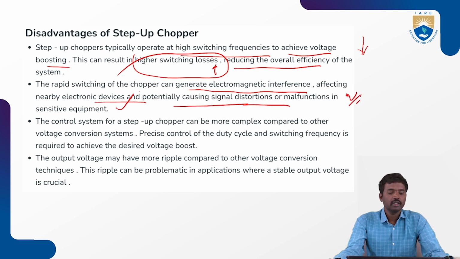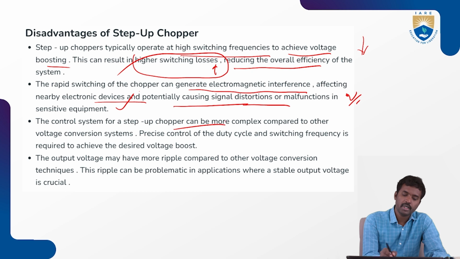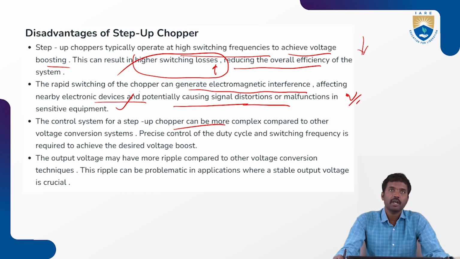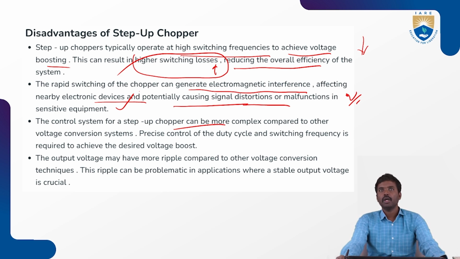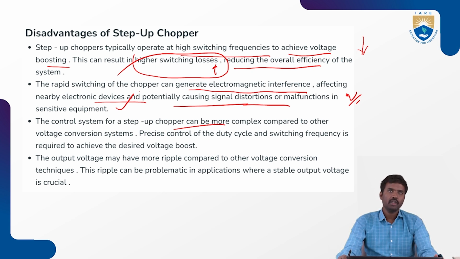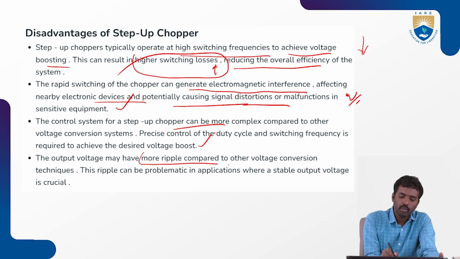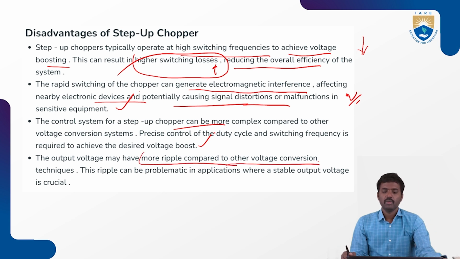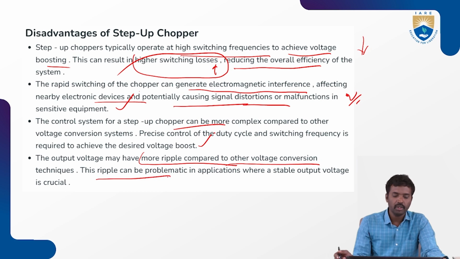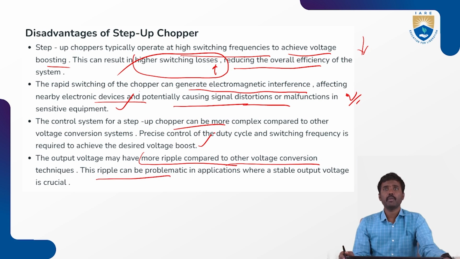And next, the control system for a step up chopper can be more complex as compared to other voltage conversion systems. So the complexity increases in the step up chopper. A precise control of duty cycle and switching frequency is required to achieve the desired voltage boost. And this may have more ripple as compared to other voltage conversion techniques. The ripple can be problematic in applications where a stable output voltage is crucial.